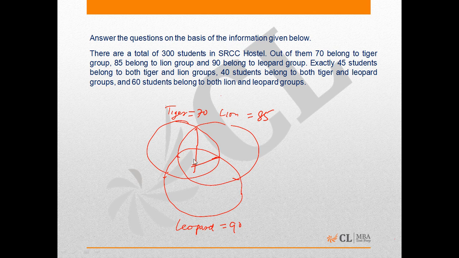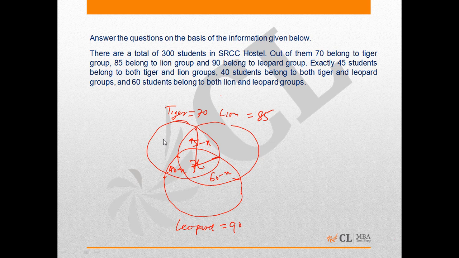stands for 60. If the number of students who belong to all the 3 groups is X, then the number of students who belong to only Tiger and Lion Group is 45 minus X. Similarly, those belong to only Tiger and Leopard Group is 40 minus X, and to that Lion and Leopard Group is 60 minus X.